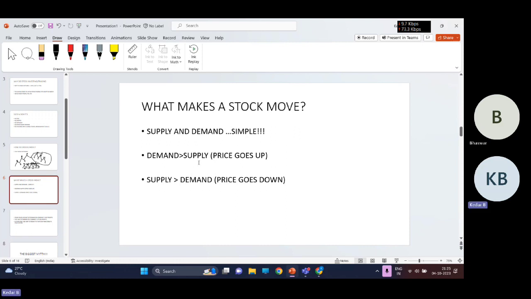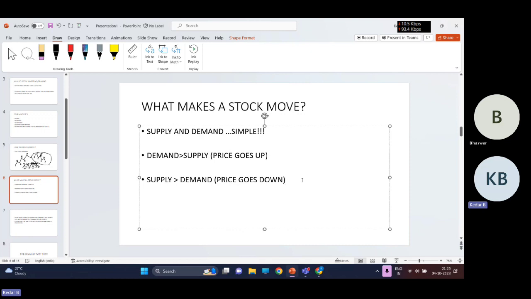So when demand is greater than the supply, the price goes up. I just gave an analogy, but the same concept works in stocks also. The price goes up when there is demand for that stock. And when does the price fall? When there is a lot of supply as compared to the demand, when there is very little demand as compared to the supply available. So this makes a stock move up and down.